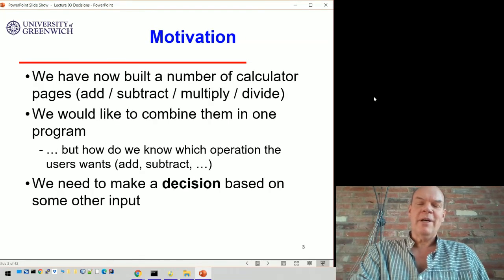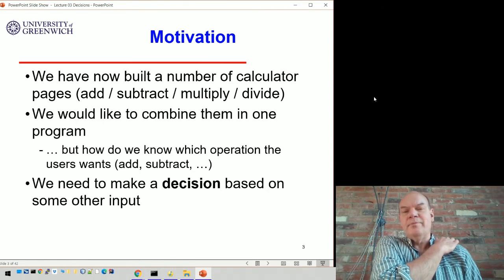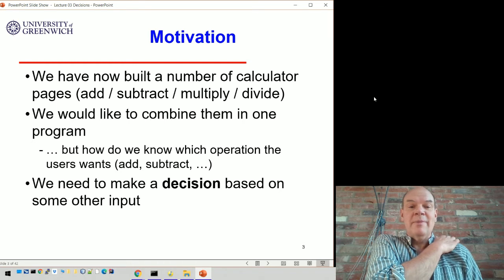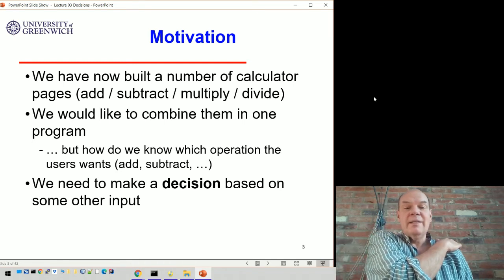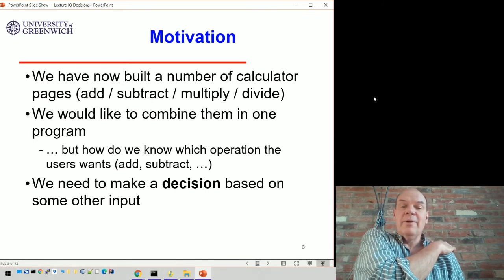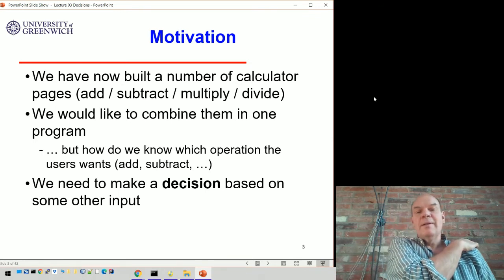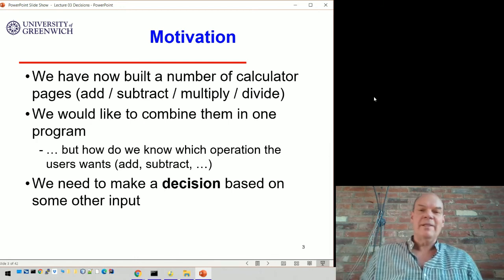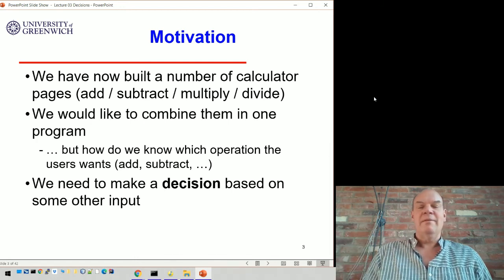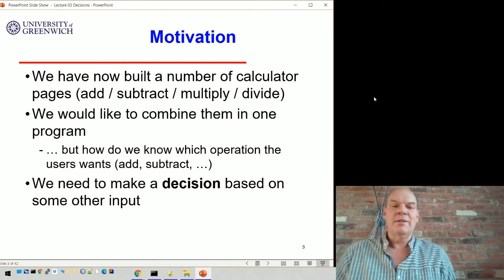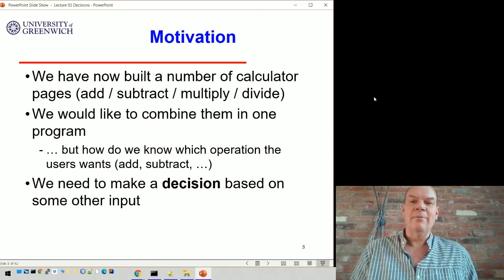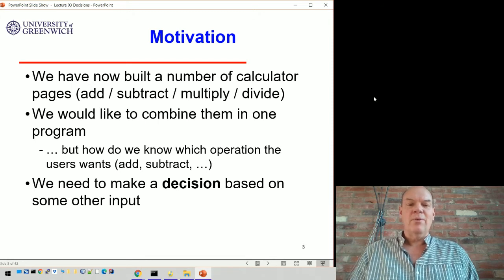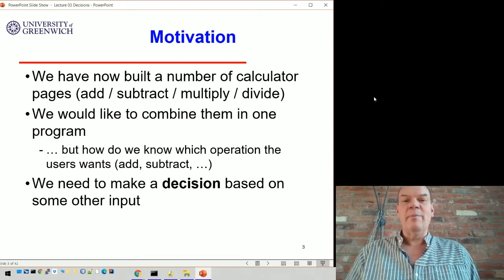Okay, so the motivation behind this is that in last week's lecture, we built up some calculator examples: add and subtract and multiply and divide were exercises, and we'd like to combine them into just one program. So we've got a basic calculator program, but the question then is, how do we know which operation the user wants? So we ask them for the first number and second number, and then what operation do they want. We need to make a decision based on that.